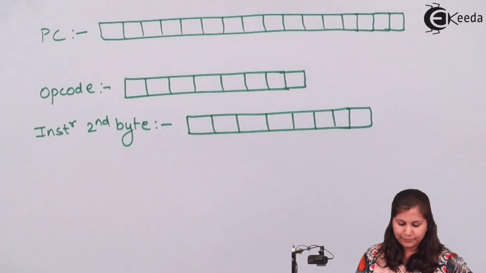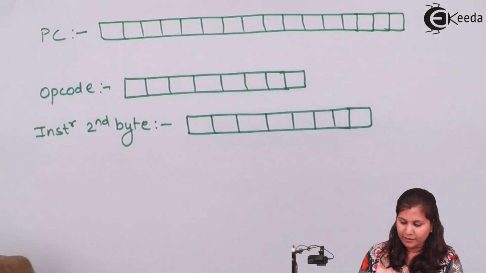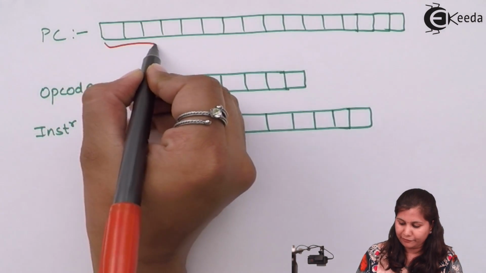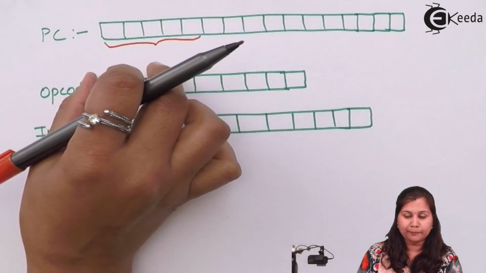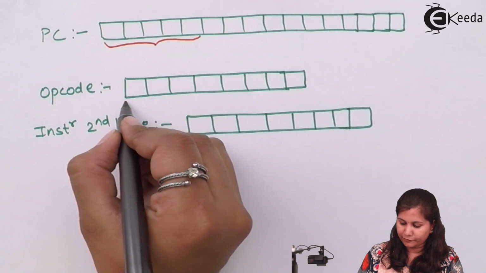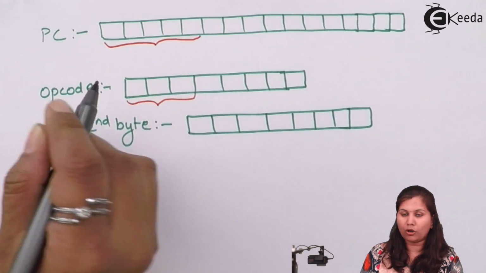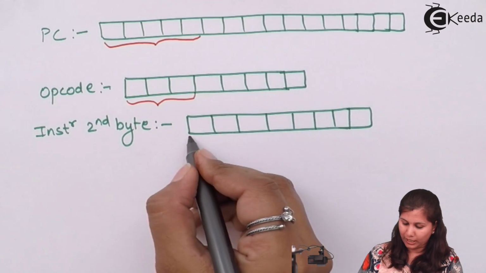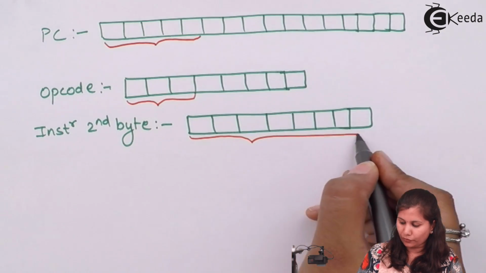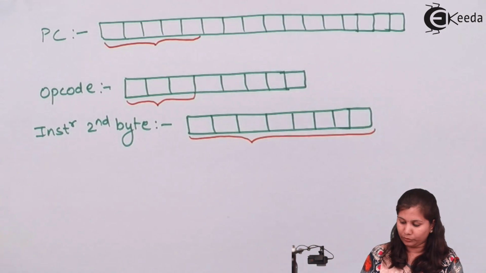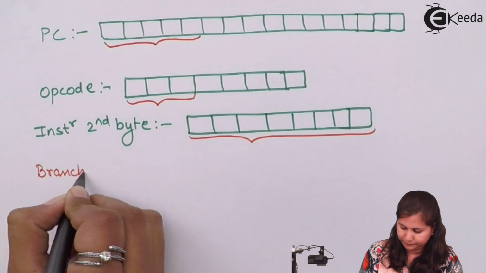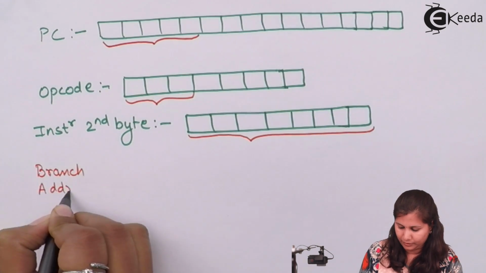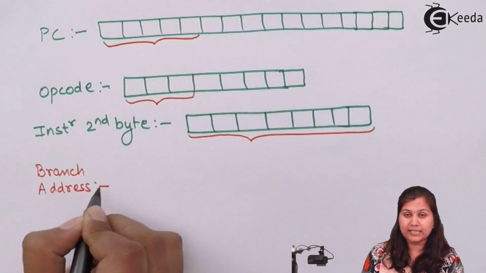Now what in the absolute address we have to add? First we have to add the 5 bits of the program counter. Then we have to add the first 3 bits of the opcode, and then we have to add the 8 bits of the second byte. Okay, so branch address, it will be of 16 bits.